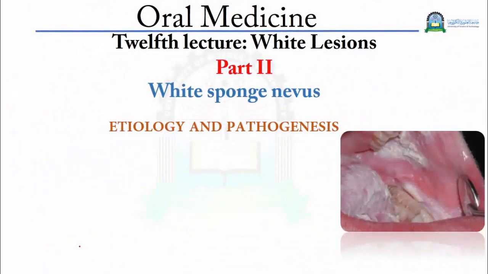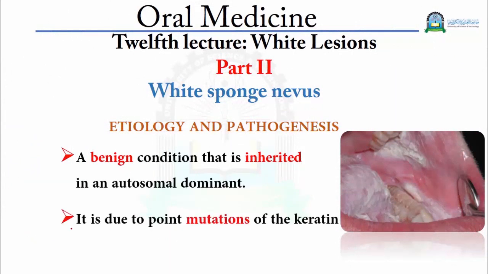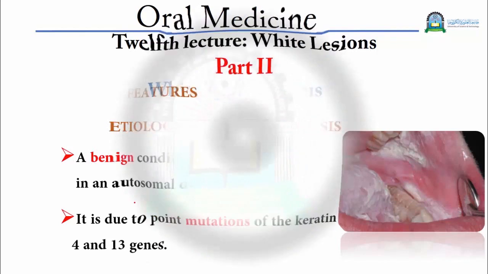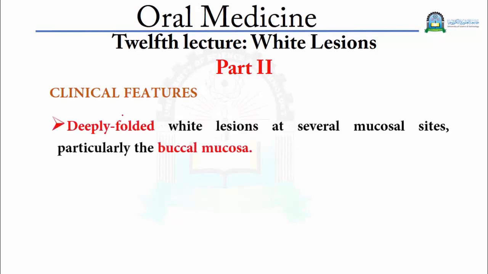The third lesion of this lecture is the white spongy nevus. This white spongy nevus is a hereditary benign condition with an autosomal dominant pattern. It is due to a point mutation of keratin 4 and 13 genes. So it is a genetic inherited condition.